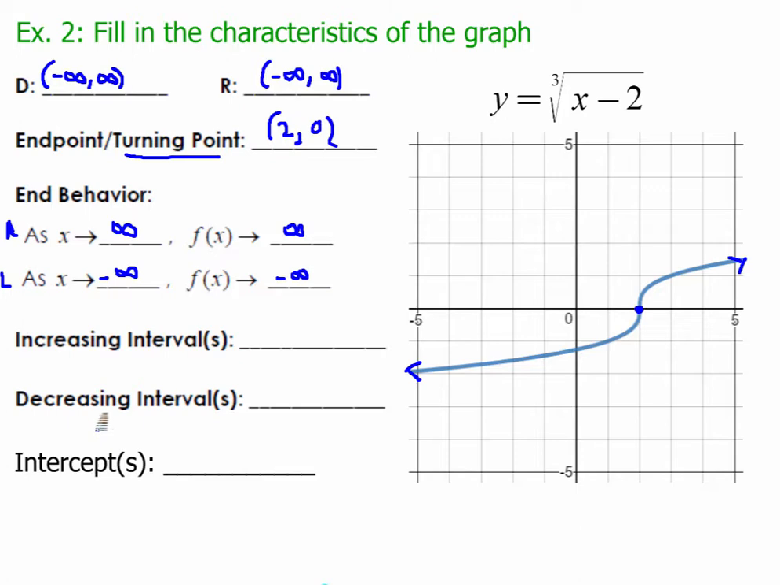Now, increasing intervals. This is kind of interesting. If I go from left to right, you can see my pen is going up, up, up, up, up, still going up. I hit this turning point, and even though the curve of the graph changes, my pen is still going up. So this is actually increasing from negative infinity to positive infinity. It's always increasing. When is it decreasing? Well, if it's always increasing, then it's never decreasing.